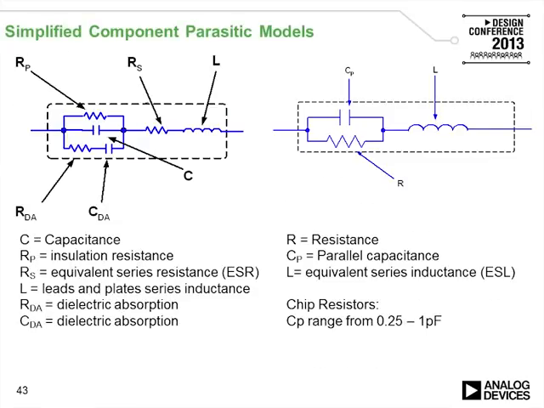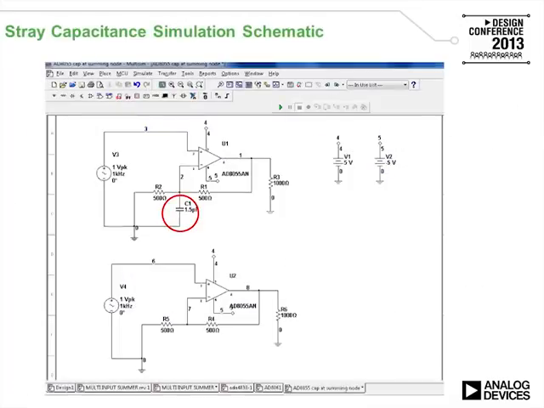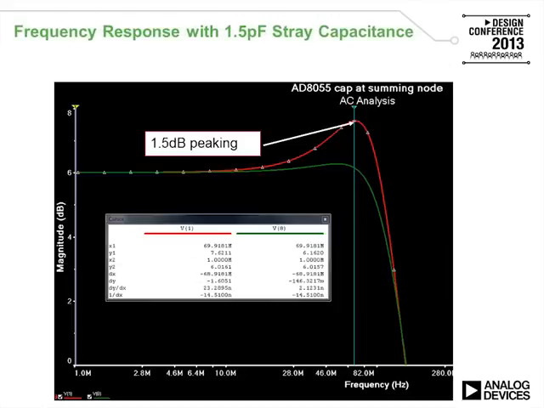Component parasitics. On the left-hand side is a capacitor, on the right-hand side is a resistor, and note that each component has parasitics that are inductive, capacitive, or resistive. How do I simulate? Here's an example. I can put a 1.5 picofarad capacitor to ground onto the negative input to simulate the effect of parasitic capacitance. This is what happens when you do that. You can simulate and note that the parasitic capacitance is going to cause some peaking, and that peaking you can't remove. You can only reduce it if you reduce the parasitic capacitance.